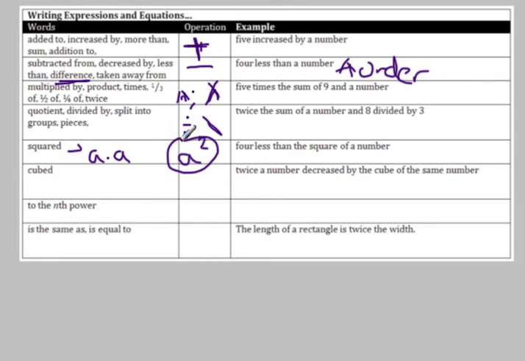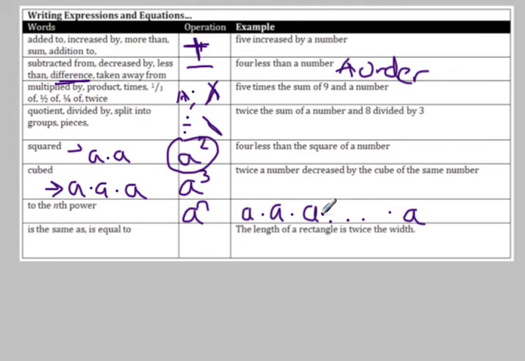Let's go ahead and take a look at cubed. When we're cubing something, we're going to take a to the third power. What cubed means is we're really doing a times a times a. Then if we have something to the nth power, we're going to take our letter, say a, and raise it to the nth power. That means we're taking a and multiplying it n times, whatever that number n is.